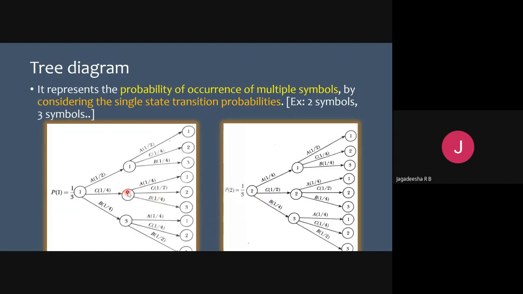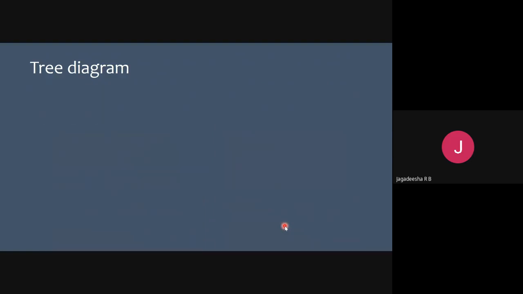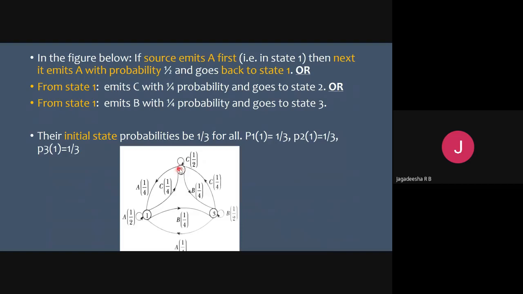Actually, you can copy from here A, C, or B, or you can refer back to the previous figure. From state 2, what are the different possibilities? Initially, if it was in state 2, then it may emit A or C or B, and then go back to reach states 1, 2, and 3. Okay, we'll just quickly see the previous state diagram. Okay, here, initially its state was 2.